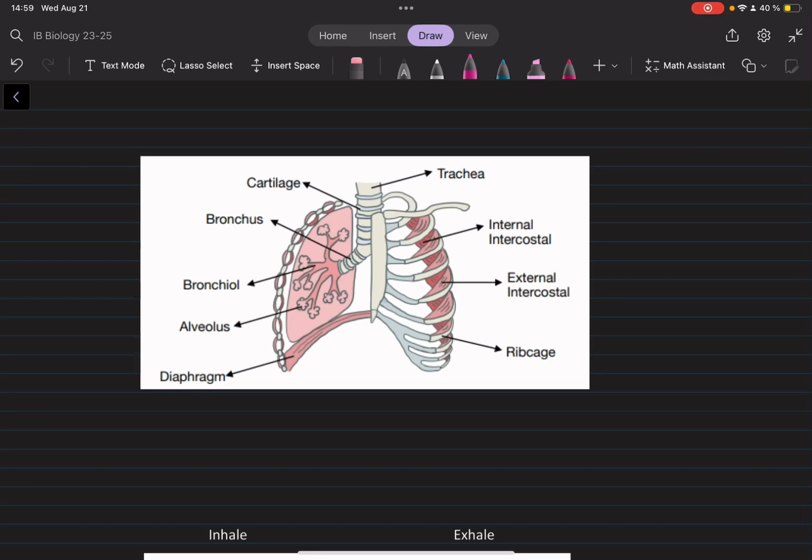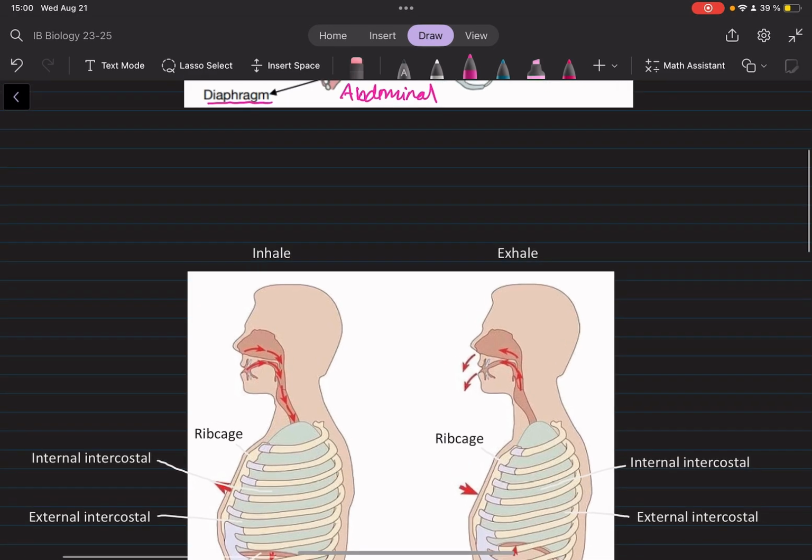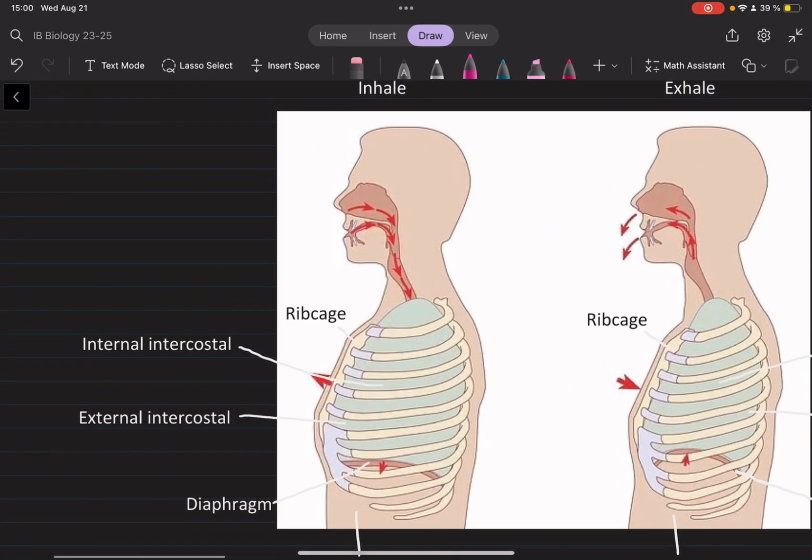So, two pairs of antagonistic muscles work within your thorax for you to be able to inhale and exhale. And those two pairs are the internal intercostal muscle and the external intercostal muscle. So that's one pair. And then the other one is the diaphragm, and the other is the abdominal muscles. But essentially, those work together for you to be able to inhale and exhale.